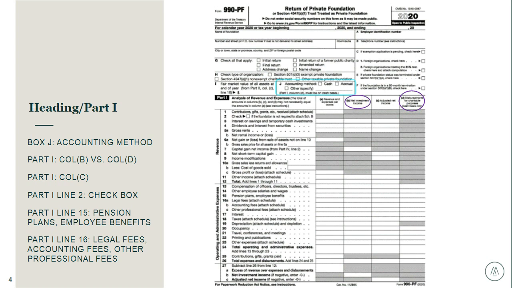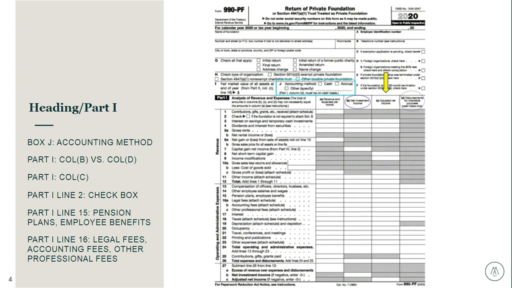Column C, adjusted net income, should be left blank unless you're a private operating foundation. Operating foundations are less common. However, if there are any of you out there who would like some specific content, definitely reach out and please let us know.